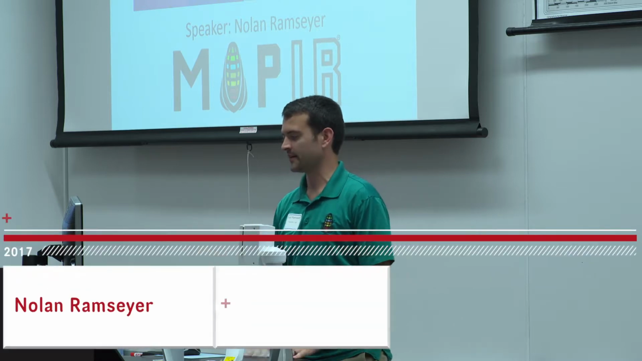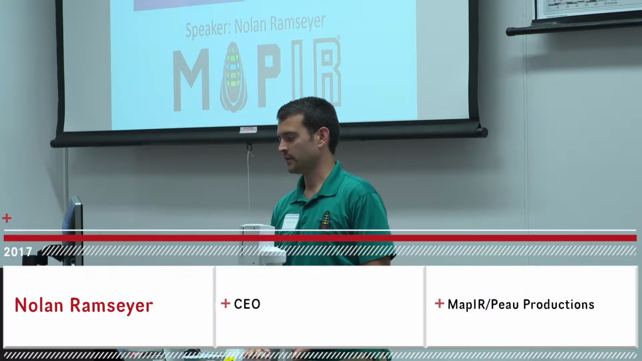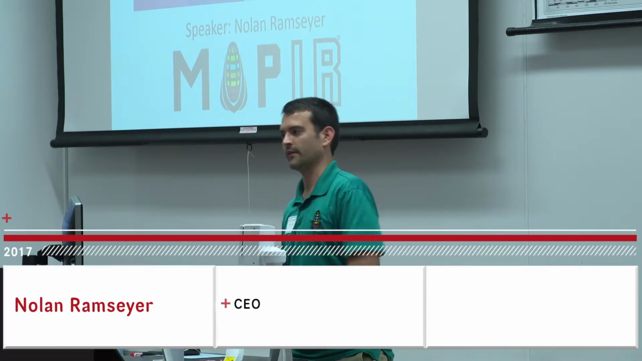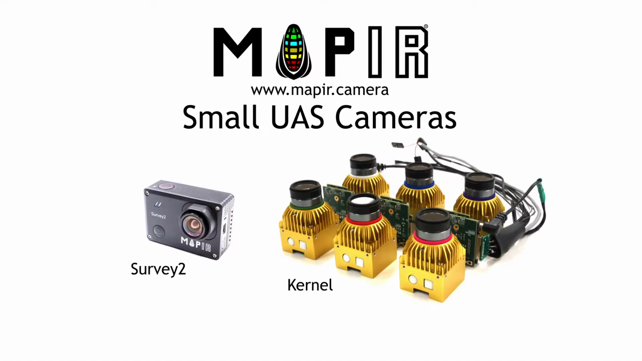Anyway, so I'm Nolan Ramsler. I run a local company called Mapper, also known as Co-Productions. We hack other people's cameras, and we have our own cameras for drones. So we cover a full gamut of most of the smaller cameras.